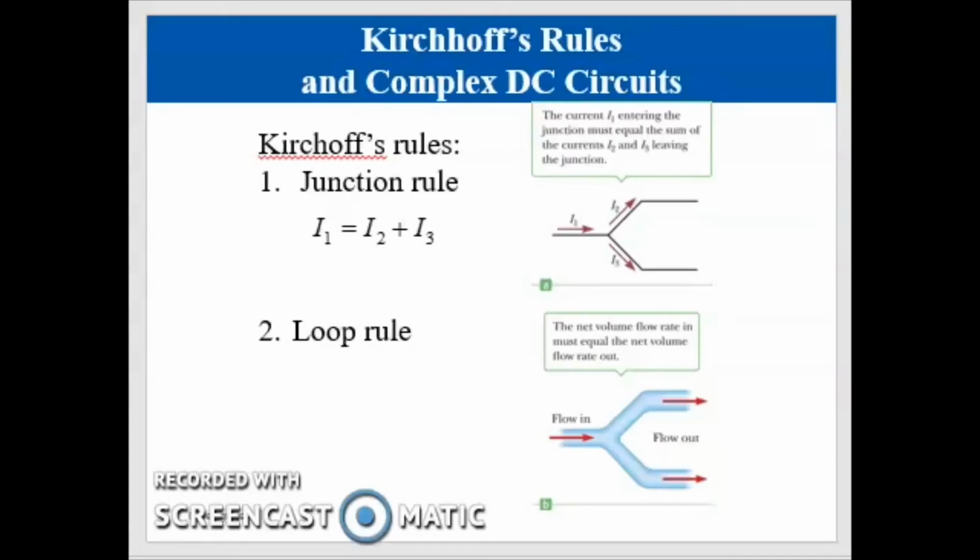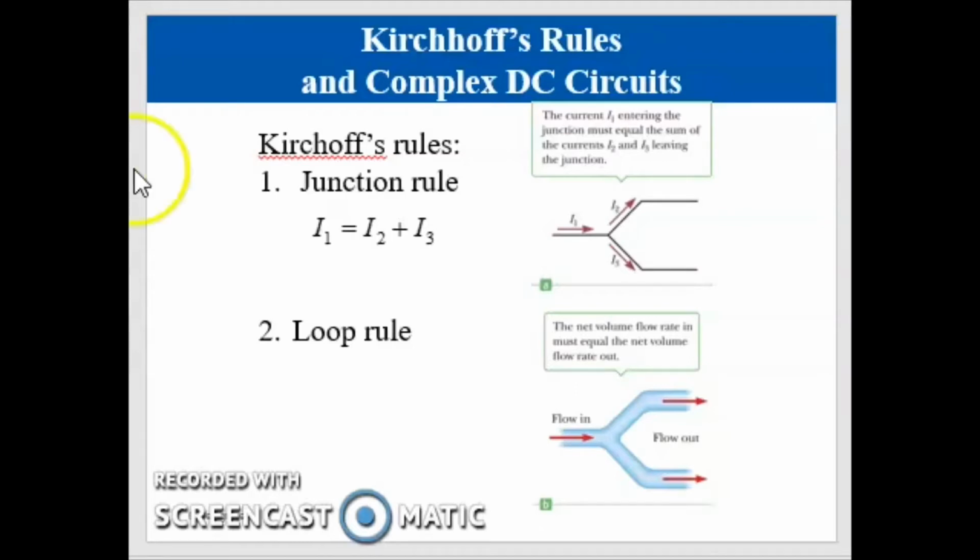As we have seen, we can analyze simple circuits using Ohm's law. However, there are many circuits that cannot be reduced to a single equivalent resistor. To analyze more complex circuits, we will make use of two simple rules called Kirchhoff's rules. In Kirchhoff's rules, we have two rules.